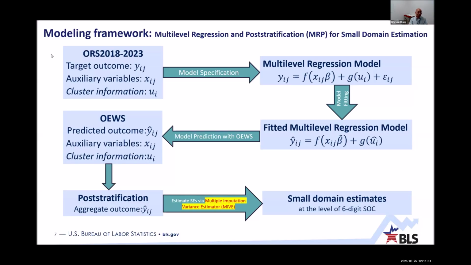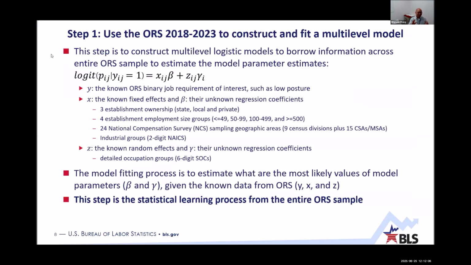But during this process, we have to obtain the appropriate variance and reliability measure, variance or standard error. So we propose the multiple imputation variance estimator in this study. Again, the first step is fitting the model, where we have the value outcome, and the fixed effects included are establishment ownership, employment size, geography, and the industry group. And the random effect is the occupation-specific random effect.